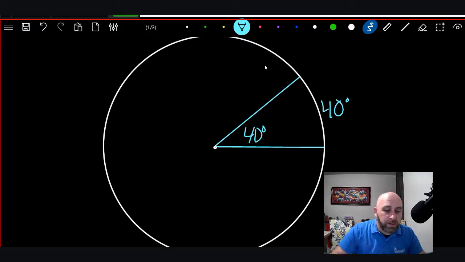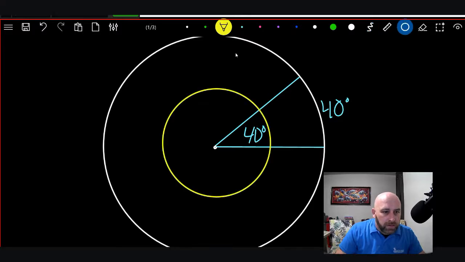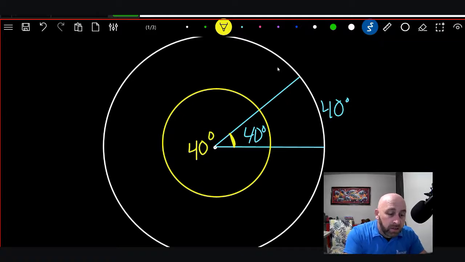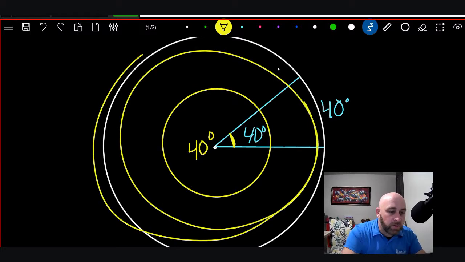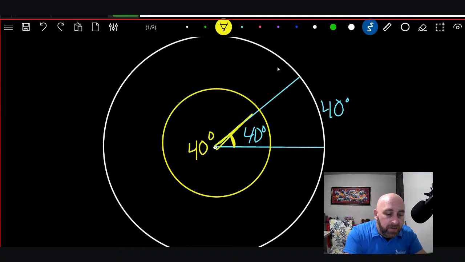Now I want to show you something. If I take another circle, I'll put a yellow circle in here. We're going to pretend like they're concentric. Now, they're not perfectly concentric because my program here doesn't allow me to do that. If this angle right here is 40 degrees, notice how the 40 degrees doesn't change at the central angle. So it looks the same in the yellow circle and it looks the same in the white circle, the big one. The angle didn't change.